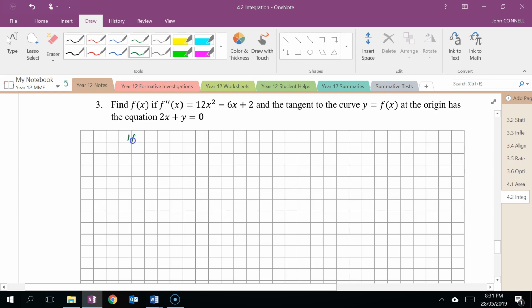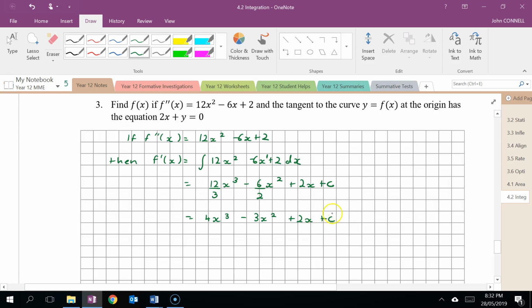So I can say if f double dash of x is 12x squared take 6x plus 2, then f dash of x is going to be the integral of 12x squared take 6x plus 2. So if I'm looking to integrate here, I'm going to add 1 to the power, divide by the new power. So this is 6x to the power of 1, so that'll be 6x squared, and then plus 2x, and all of that plus c. So that equals 4x cubed, take 3x squared, plus 2x, plus c.